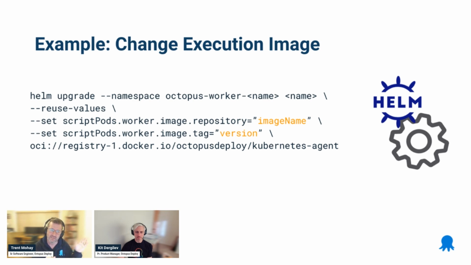We're going to reuse the existing values, but I want to override the script pods.worker.image.repository. So that's really the image name, right? That's like octopusdeploy/worker-tools. And you also need to override the image tag. So you might want to use latest, you might want to use 1.0. So if you ran that command in a terminal or in a web console attached to your Kubernetes cluster, you could change the default image that your script pods will be started up with.